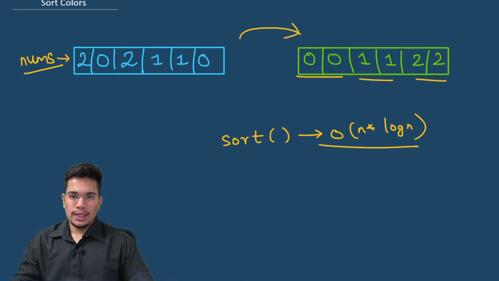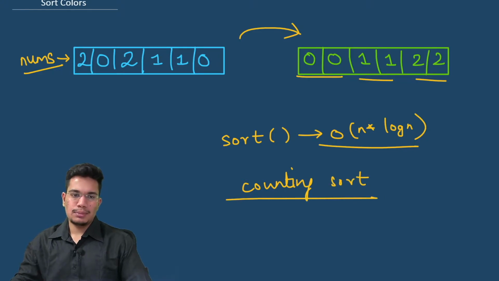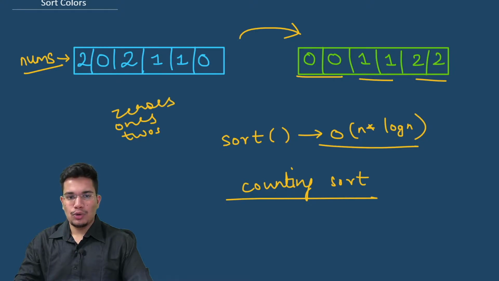But other than sorting, you can also go for a different approach, for example, something like a counting sort. If you know what a counting sort is, counting sort is not a comparison based but a frequency based sorting algorithm. So you can simply have three variables, let's say for zeros, ones and twos, and you simply make a count of all the values. So we have two zeros, two ones and two twos.